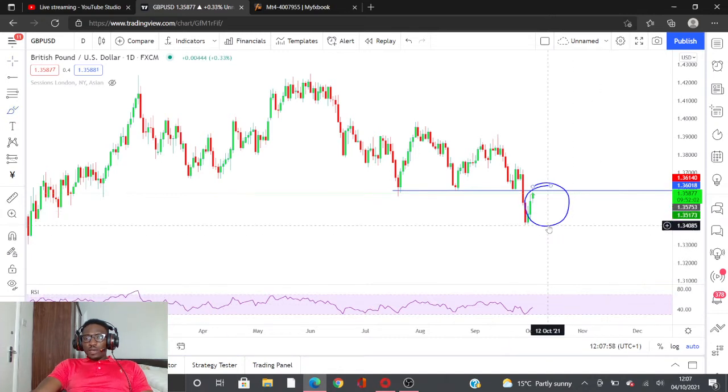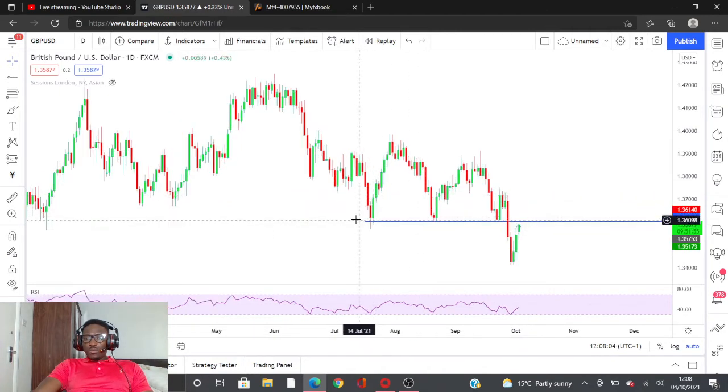So I would be very careful if I'm going long on this market. I'll be very, very careful because of the fact that these two daily structures are here.